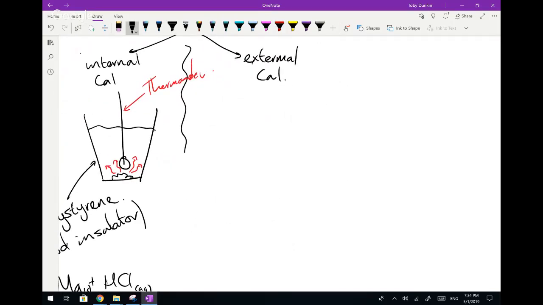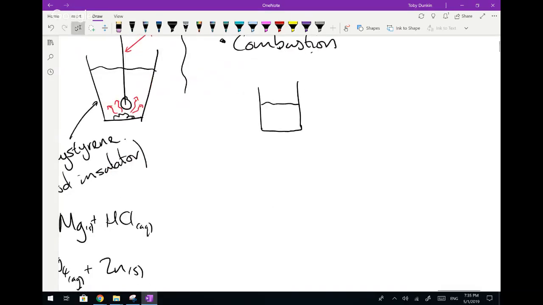External calorimetry is done really for one reason. External calorimetry is for combustion. We know that we can burn stuff. It's what I get paid to do. It's awesome. And when you burn stuff, you will generate heat. If I light a match, and I want to know what is the enthalpy change for the lighting of a match?